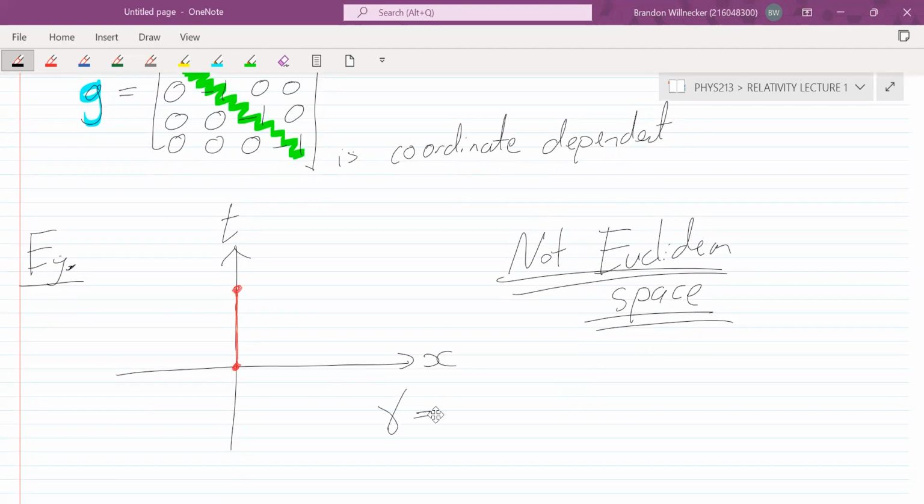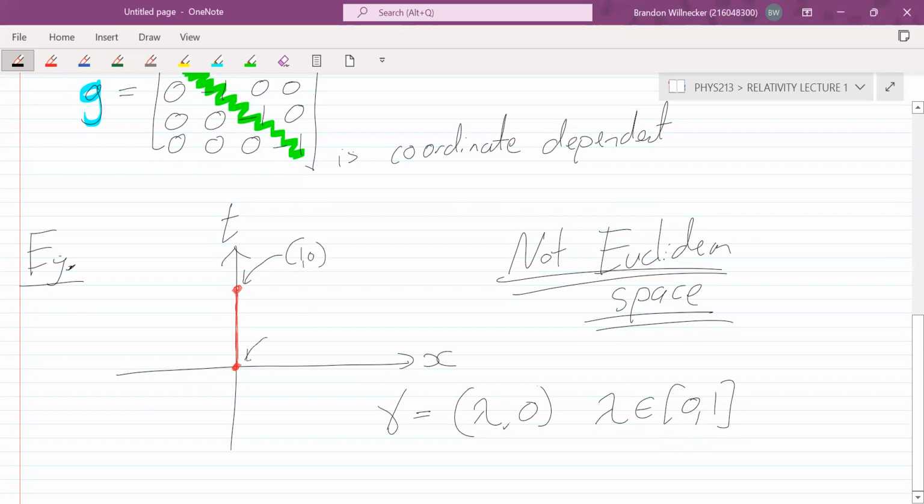Gamma is the curve, and it's going to be (lambda, 0), where lambda is an element from 0 to 1. When lambda is equal to 0, we're at the point (0, 0), which is the origin of our spacetime. When lambda is equal to 1, we're at the point (1, 0), which is up here. Remember that the first part of this coordinate is time. The second part is space. So at lambda equals 0, we're at the bottom. Lambda equals 1, we're at the top. And that specifies your world line through spacetime.